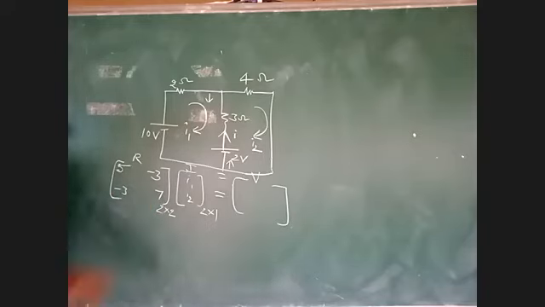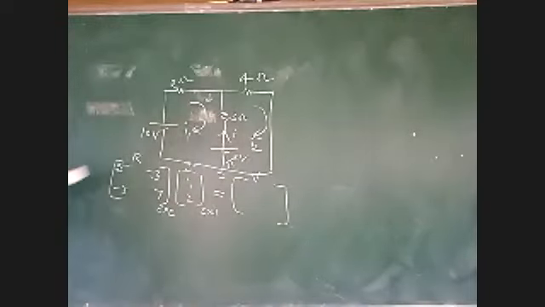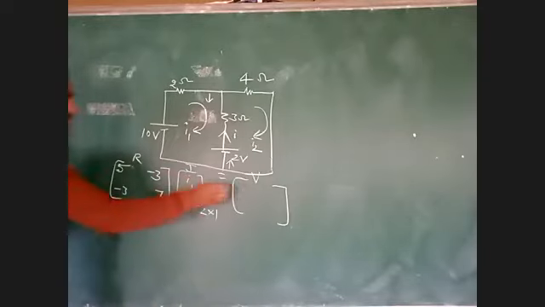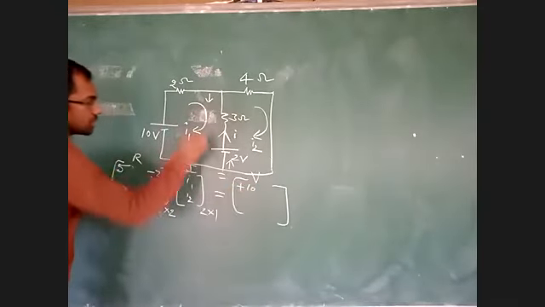Okay. Now, what are the voltages in the first loop? Plus 10. One is plus 10. Why plus 10 in the first loop?